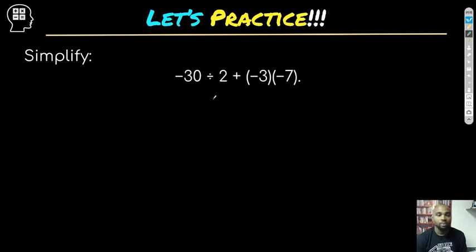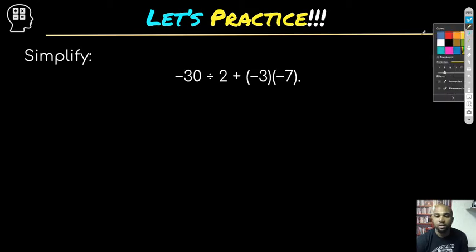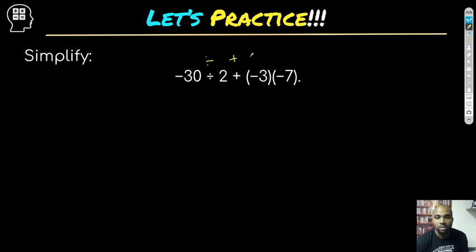All right, you should pause it here, since I've done a couple already, and see if you can get this one. The first thing I'm going to do is identify my operations and then apply PEMDAS. I've got a division, a plus, and a multiplication. PEMDAS says do the parentheses, nope. Exponents, nope. Multiplication and division, yep, and they go left to right. Looks like I'm going to hit this division first, so let's do that first. Negative 30 divided by 2. Well, negative divided by a positive is a negative.